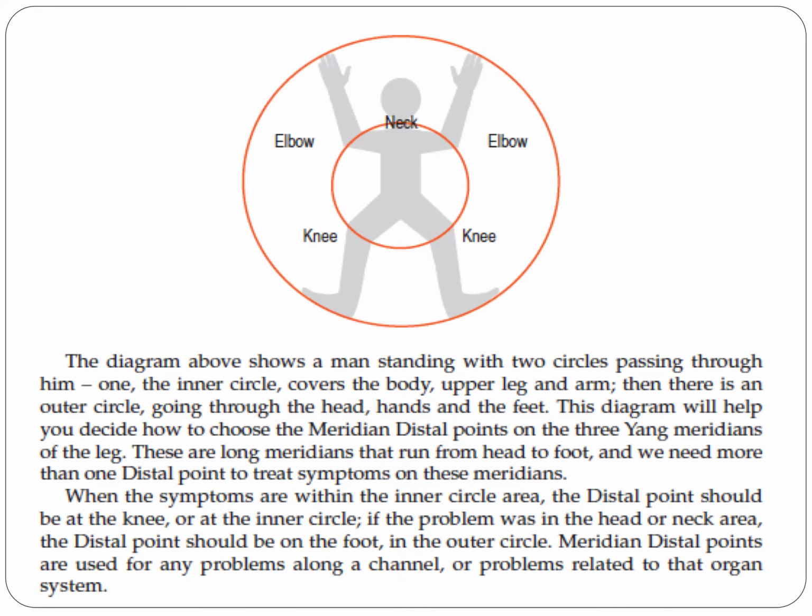When the symptoms are within the inner circle, the distal point should be at the knee or in the inner circle. If the problem is in the head or neck area, the distal point should be on the foot, in the outer circle. Meridian distal points are used for any problem along a channel or problems related to that organ system. Let us study this.